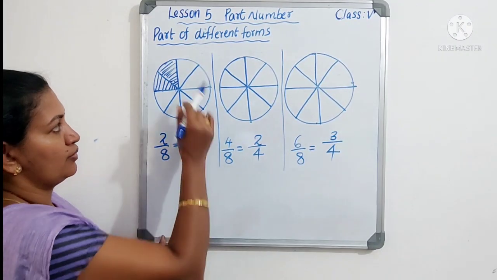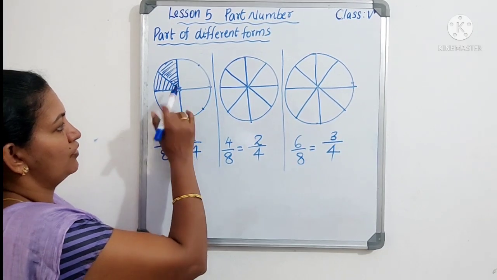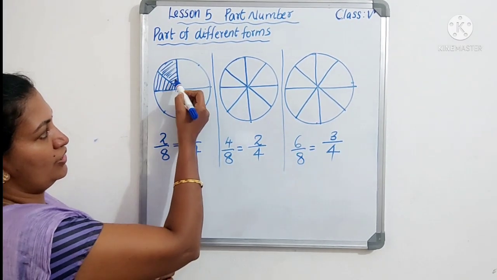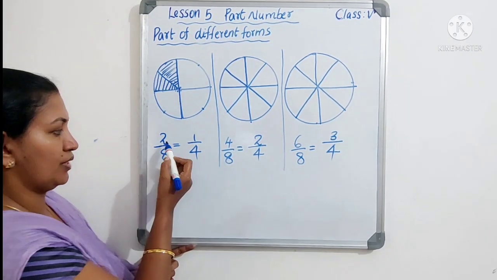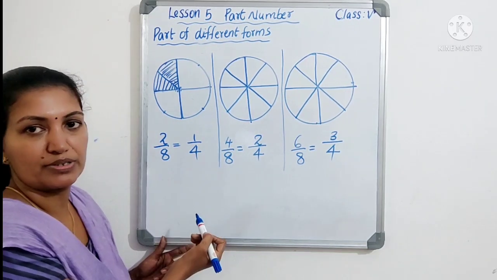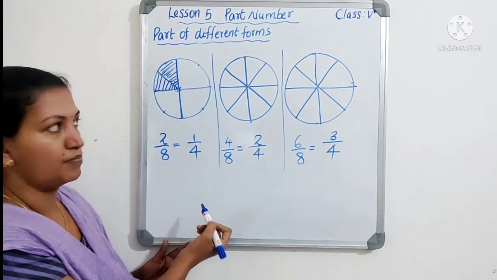Then 1 by 4, and suppose this line will be, this circle 4 equal parts. 1, 2, 3, 4 equal parts and 1 part is shaded. Okay, 2 by 8 and 1 by 4 both are same.